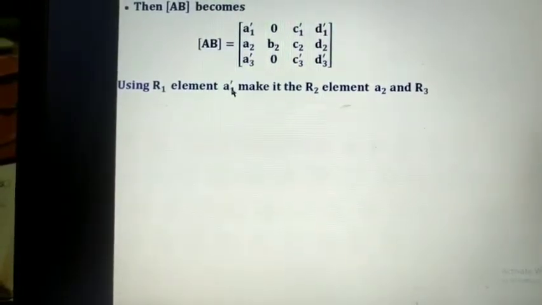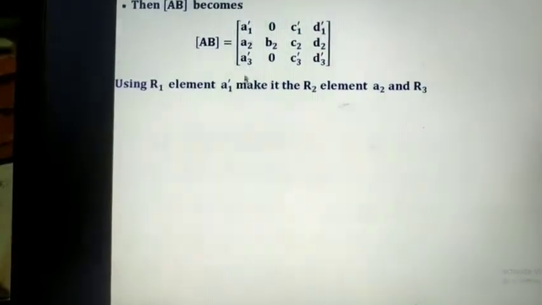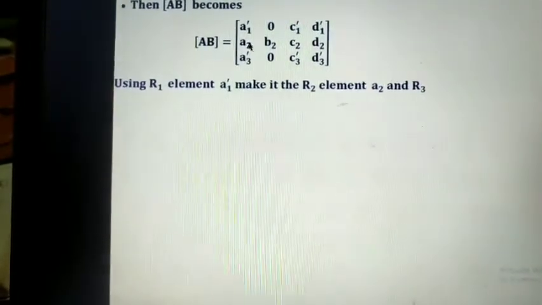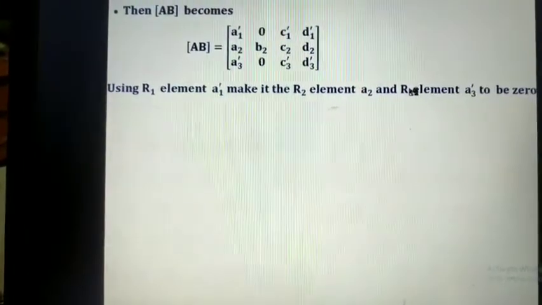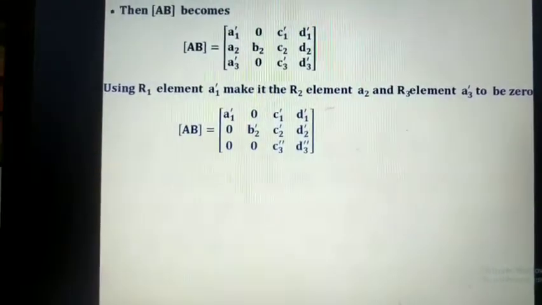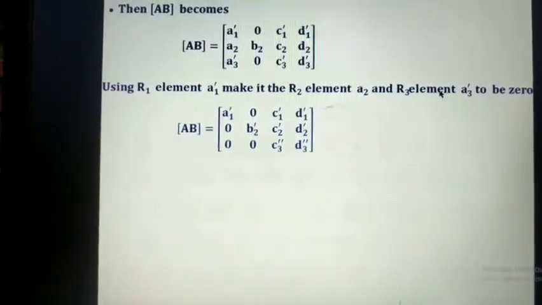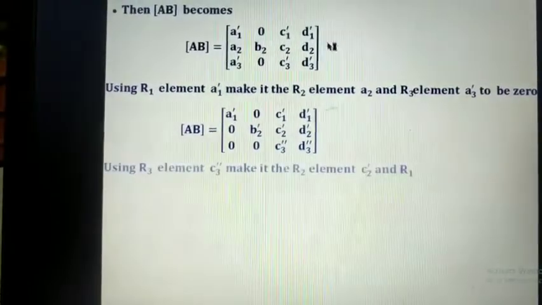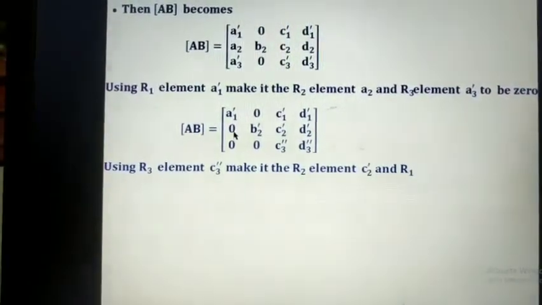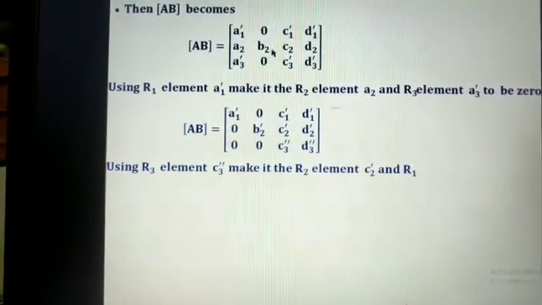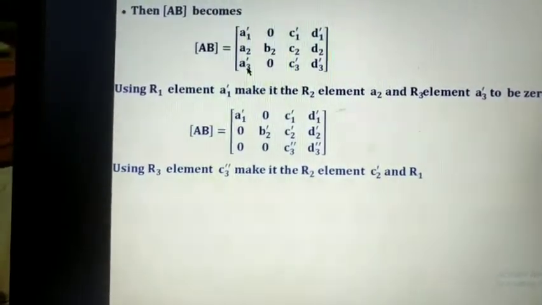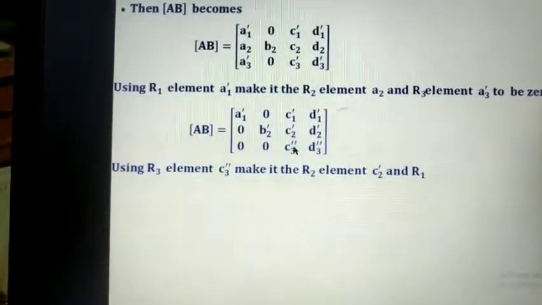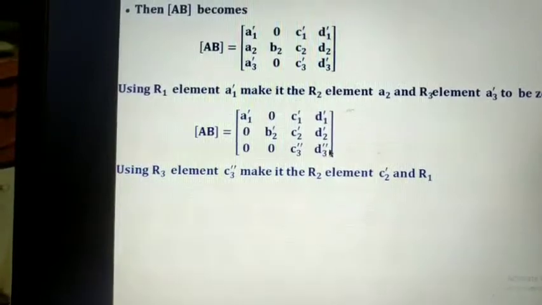Using R1 element A1 dash, make the R2 element A2 and R3 element A3 dash to be 0. The first row remains the same because I am operating the first row on the second row and third row. These two elements become 0 and B2, C2, D2 change to B2 dash, C2 dash, D2 dash. Similarly A3 dash becomes 0, C3 changes to C3 double dash, D3 dash changes to D3 double dash.